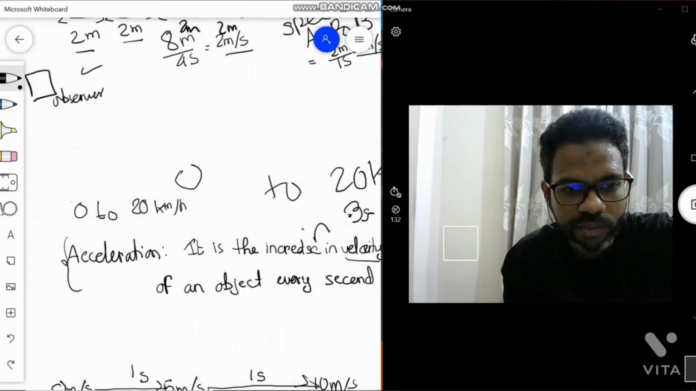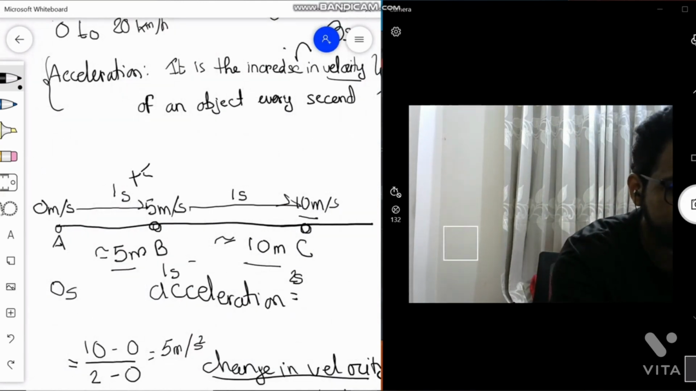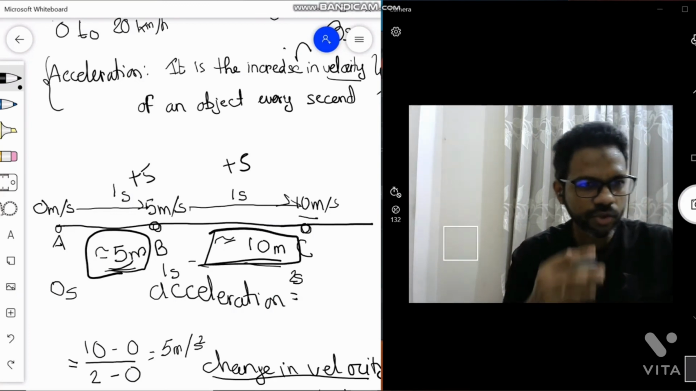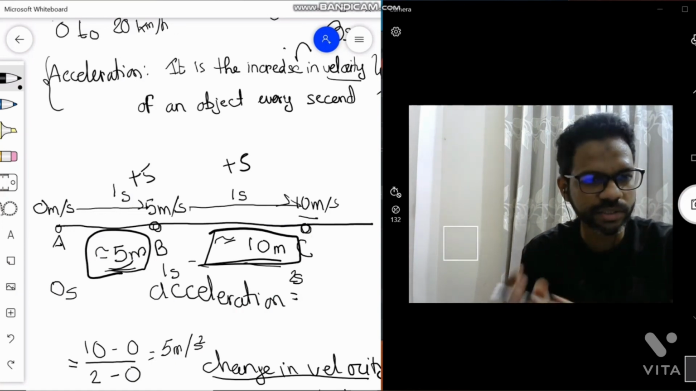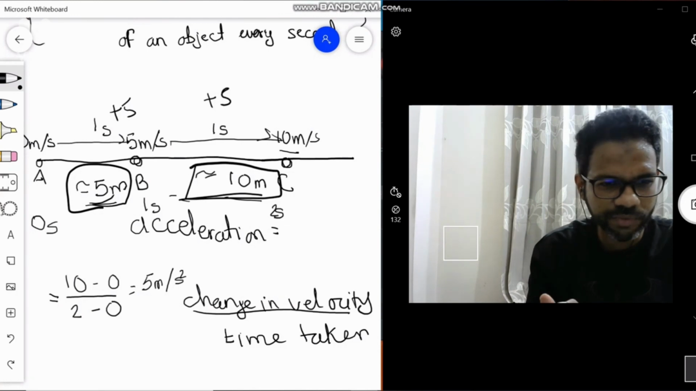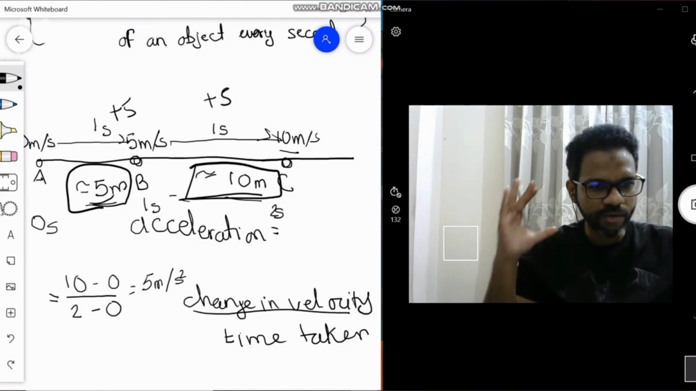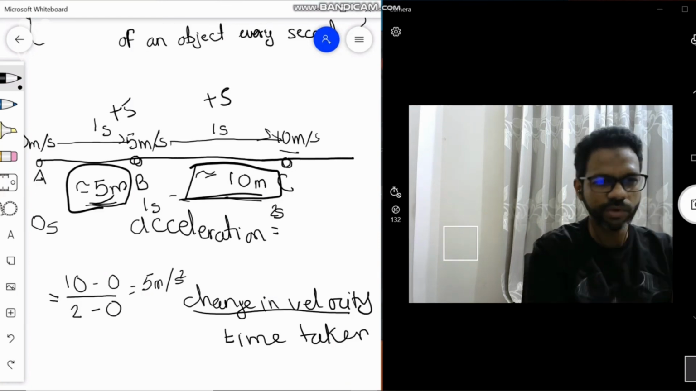But when it's moving with a constant acceleration, that means the velocity is increasing by 5 after every 1 second, but the distance is changing. In the first 1 second, it covered a smaller distance. In the next 1 second, it covered a larger distance. So there is a difference in the change in distance for constant acceleration and constant velocity. We'll discuss more about this later in our next videos. Hope you have a clear concept of what acceleration is and what velocity is.